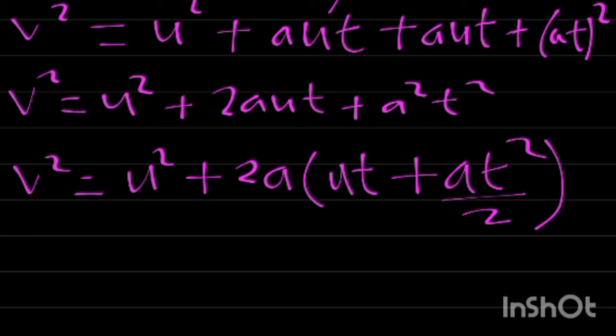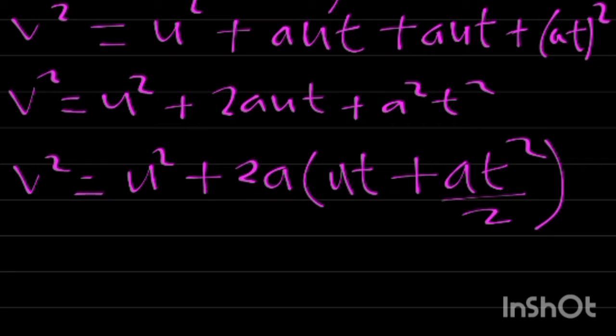Whenever you factorize, you divide what you have inside by what you have brought out to get the remaining thing. Just like 2AUT divided by 2A, we are left with UT. A squared T squared divided by 2A, we are left with AT squared over 2. If I multiply, open this bracket by 2A, I'm going to get 2AUT, then A squared T squared, because the 2 will cancel the 2 right here.